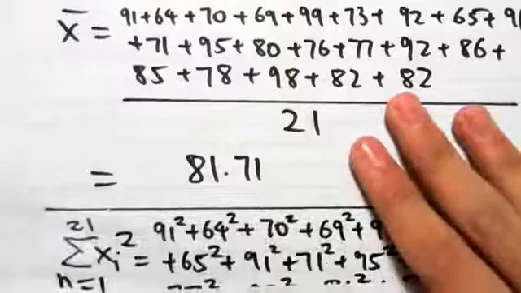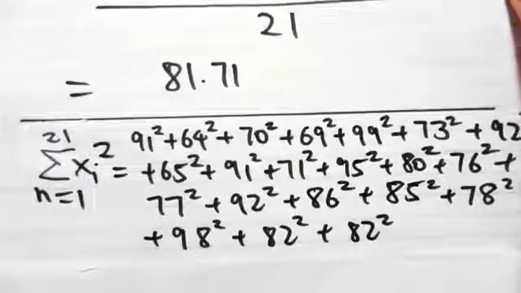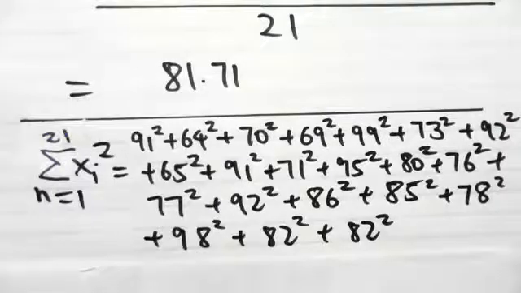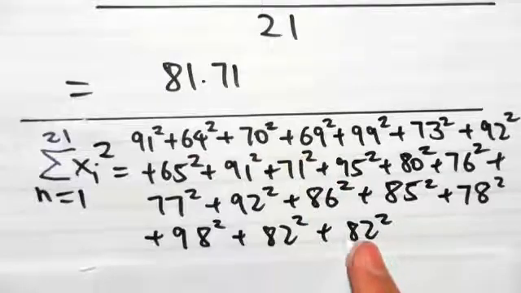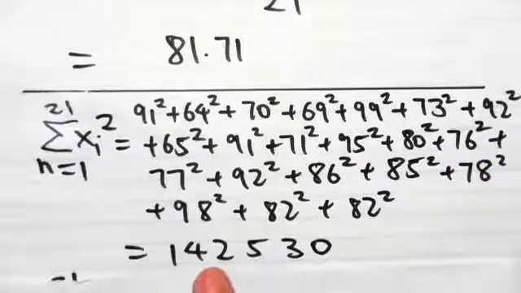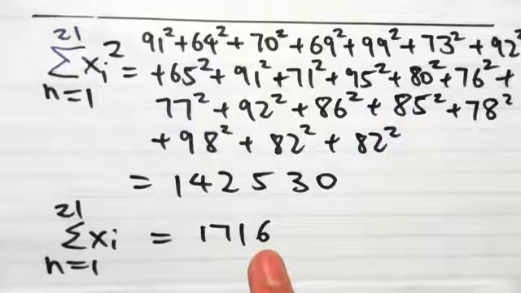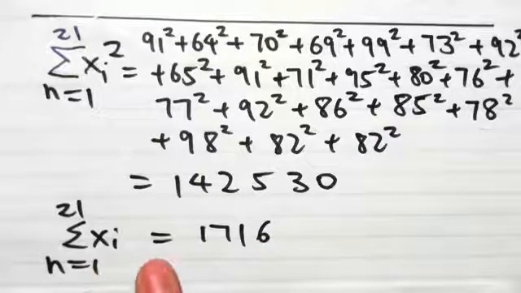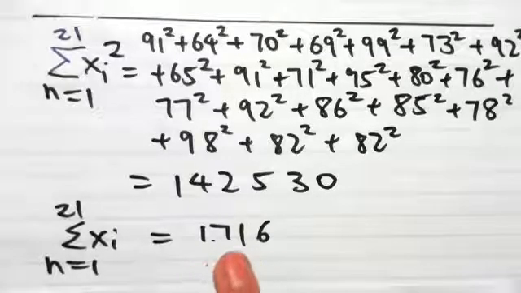So with regards to our standard deviation, firstly, we're going to do the sum of the square of all our numbers in the data. So that's what I've done here. Okay, 91 squared plus 64 squared all the way to 82 squared. So we input that on the calculator, and that will give you 142530. The next thing, we're going to do the sum of all our numbers in the data. Okay, that will be 1716. So sum of all numbers, what I mean by that is 91 plus 64 plus 70, all the way to 82. Okay, so that will give you 1716.